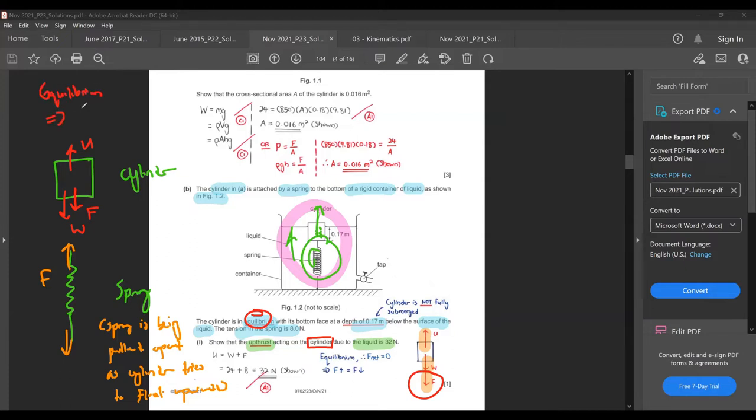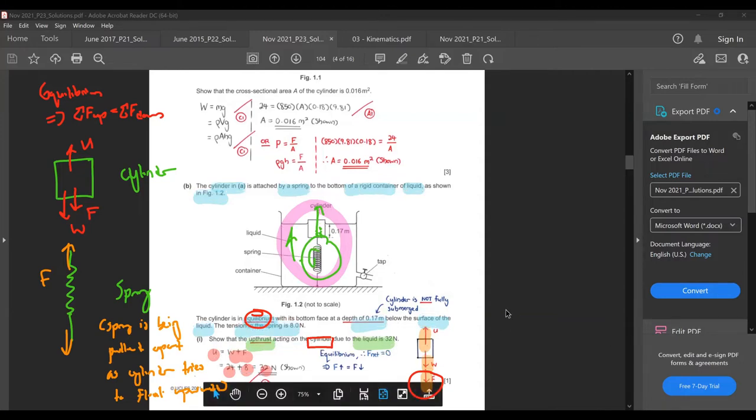I know that the sum of upward forces is going to be the same as the sum of downward forces. So I'm going to get U equals W plus F. W is 24, spring force is 8, therefore it's 32 newton. This is how you recognize the forces.